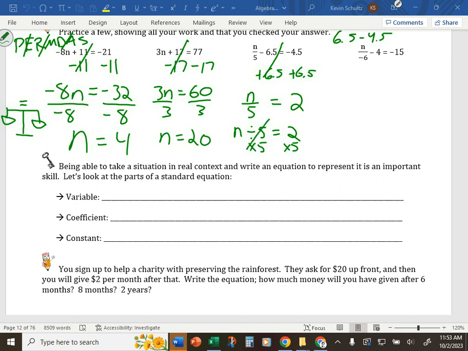N is by itself, and n equals 10. Okay? If you plug it back in, 10 divided by 5 equals 2. 2 minus 6.5 equals negative 4.5. Right? The next one, try this one on your own here, just like we did with the second one. Again, it's a division, it's a subtraction. It's really very similar to what we just did here. Let's see what you can come up with.